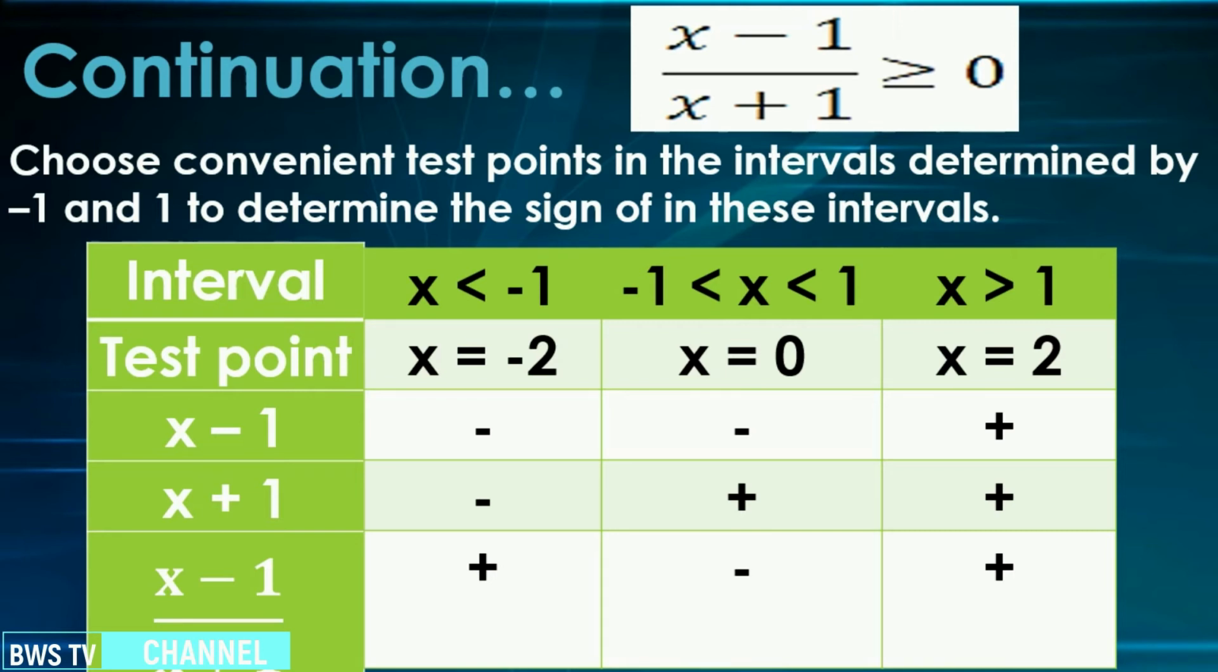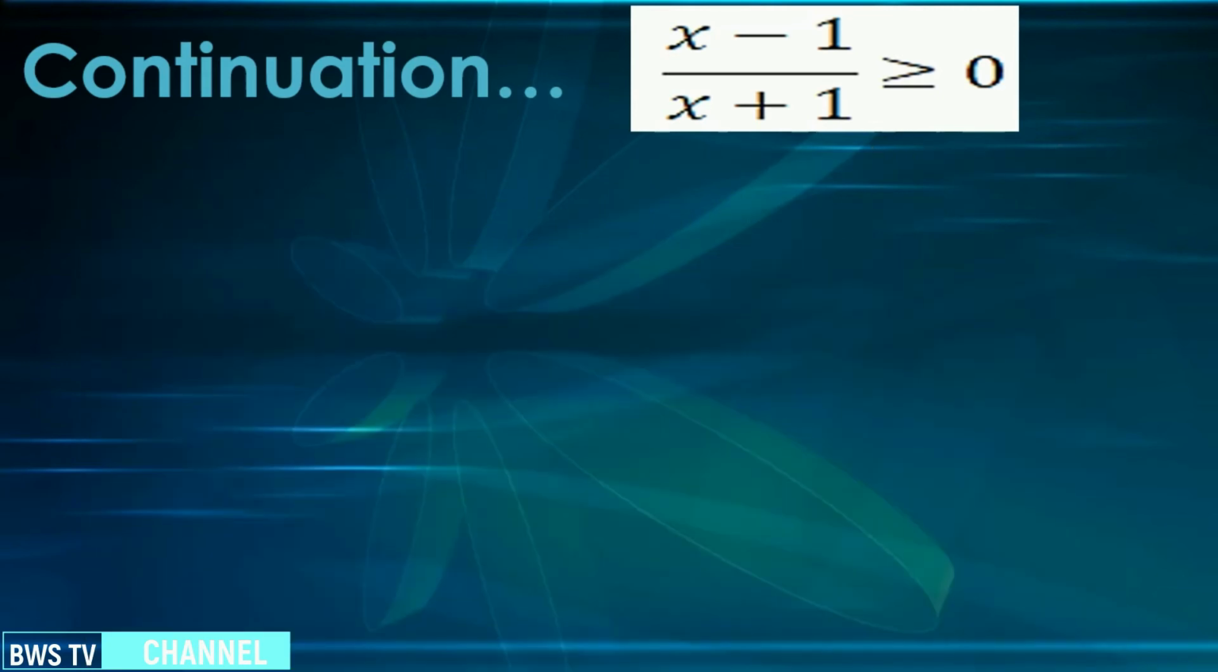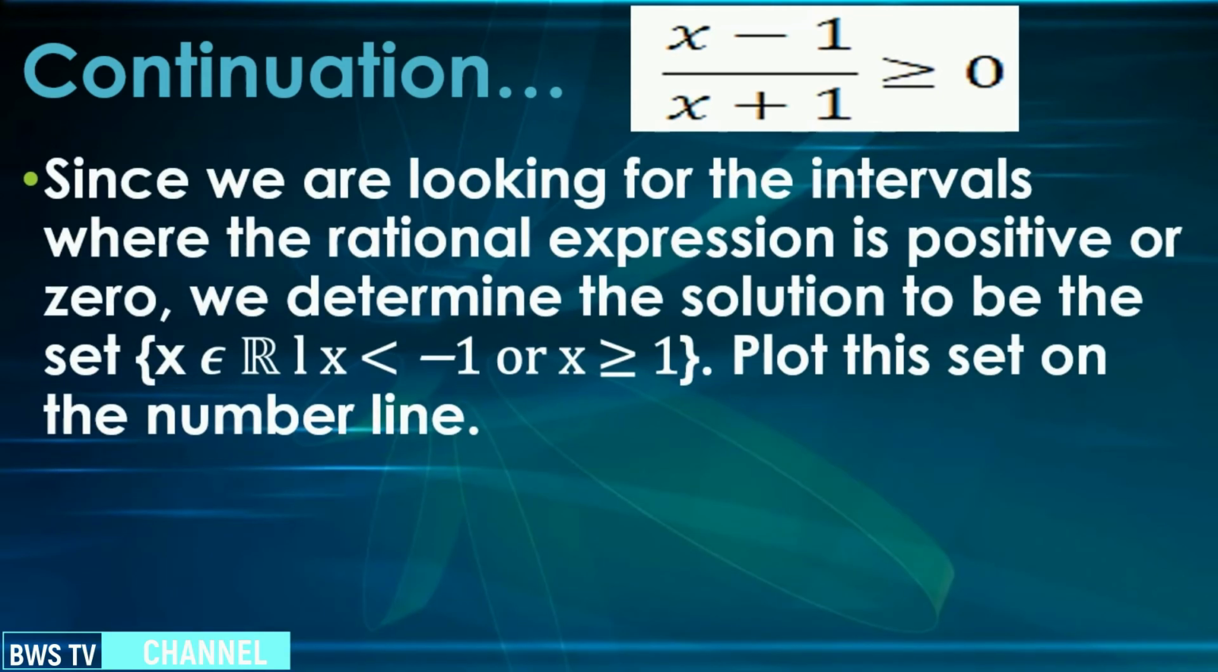So as you can see on the table, in the rational expression that we have, (x minus 1) over (x plus 1), among the three intervals that we have, which one gives us a positive answer? We have x less than negative 1, and we have also x greater than positive 1. So that means those are the solutions. So here is our conclusion. Again, we are looking for the intervals that will make our inequality true, or our inequality will be satisfied.